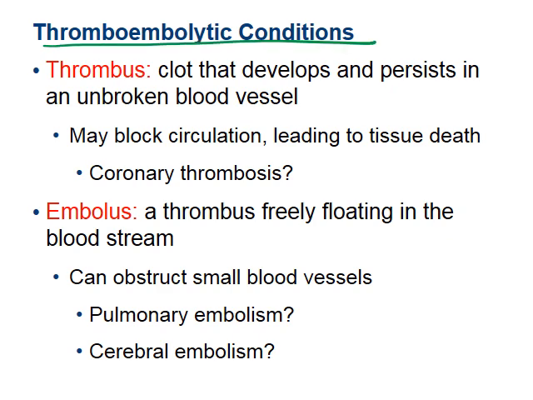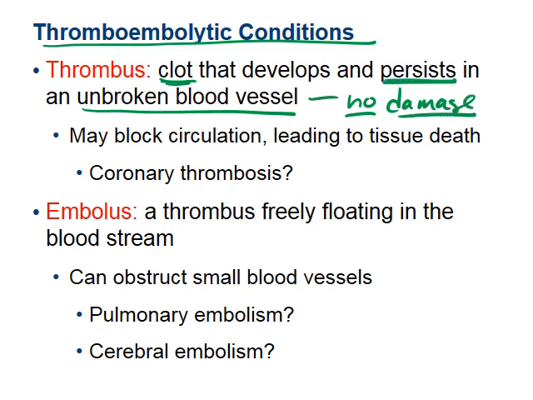Just to talk about these thromboembolytic conditions just a little bit more, what happens if you have a clot in an unbroken blood vessel? So we said there's no damage, right? You have a clot that is persistent, it's not being broken down, it was initiated not because of damage, just because of circulation issues or some other clotting process issue. So we call this a thrombus. So a clot that develops and persists in an unbroken blood vessel. It may block circulation and it can lead to tissue death.